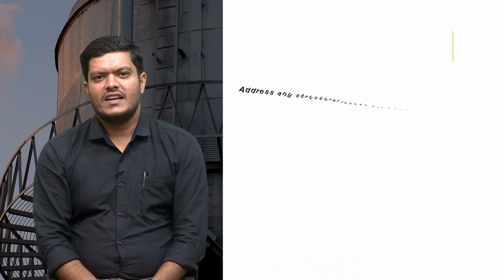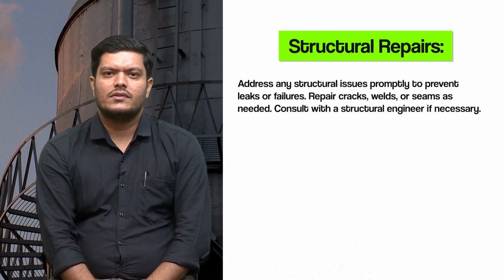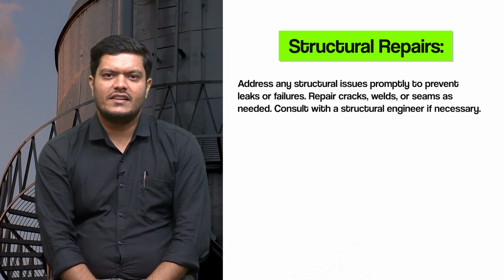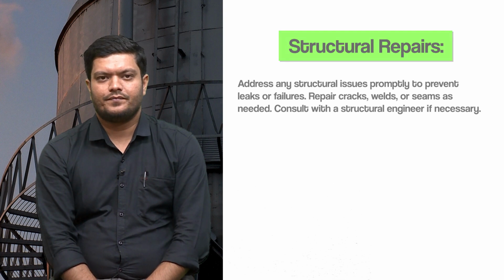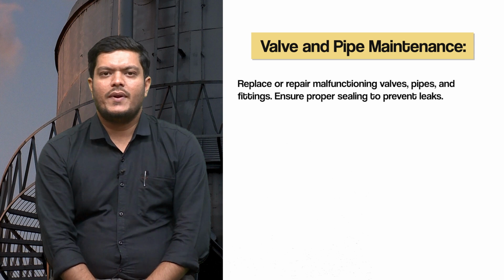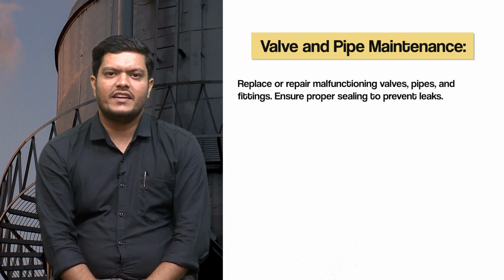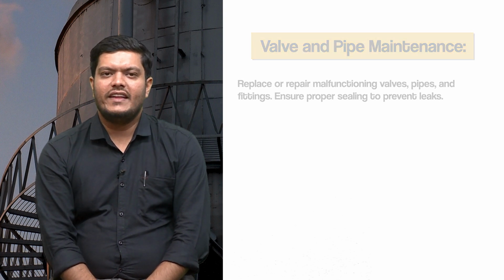Now next is structural repairs. Address any structural issues promptly to prevent leaks or failures. Repair cracks, welds or seams as needed. Consult with a structural engineer if necessary. Now the next is valve and pipe maintenance. Replace or repair malfunctioning valves, pipes and fittings. Ensure proper sealing to prevent leaks.